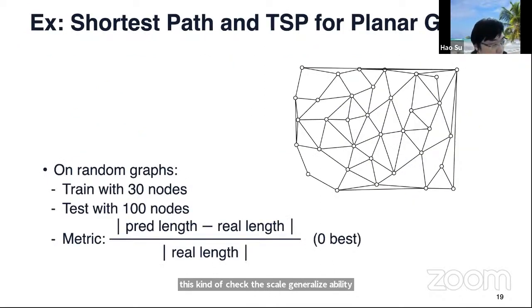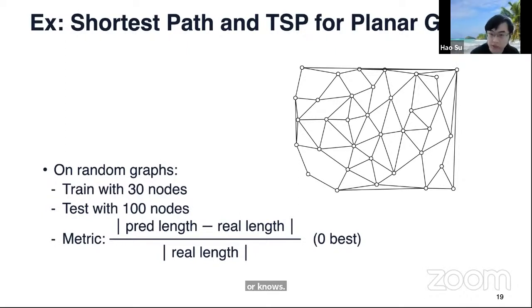Let us pick two familiar algorithms, the shortest path algorithm and the traveling salesman problem. Also, we make a simple assumption that the graph taken as input is a weighted planar graph. Concretely, for the experiments I'm going to report, we will train on graphs with 30 nodes, but test on 100 nodes. And the metric, for both the shortest path and the TSP, is that we take the graph neural network predicted length, subtract the real length, and then compute the ratio. So by this metric, 0 would be the best.